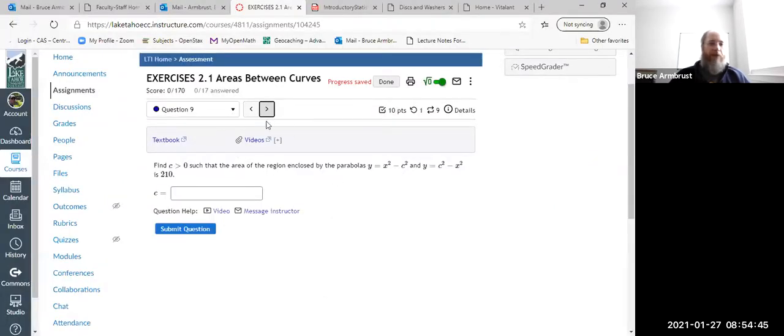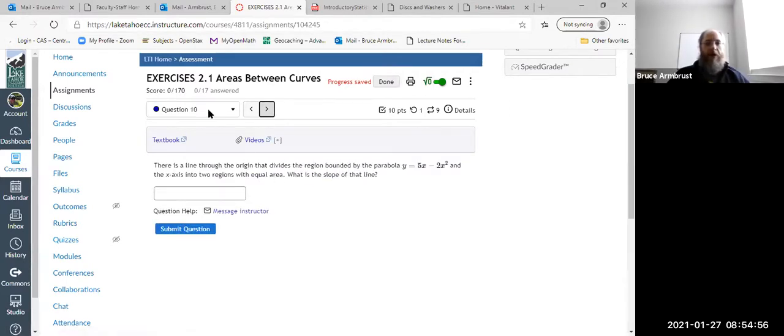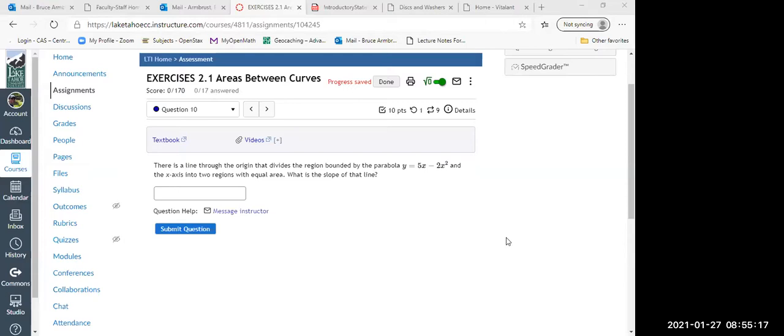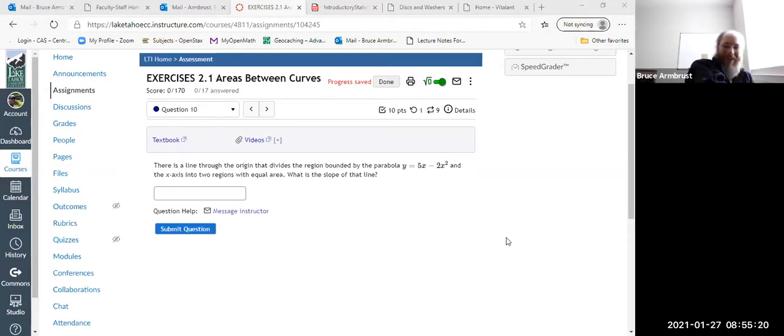All right, so that was number 9. And then on my list, I still have I think it's 10 and 14, if I recall correctly. So let's go take a look at number 10. There is a line through the origin that divides the region bounded by this parabola and the x-axis into two regions with equal area. What is the slope of that line? Let me go ahead and write this down here real quick. 5x minus 2x squared.